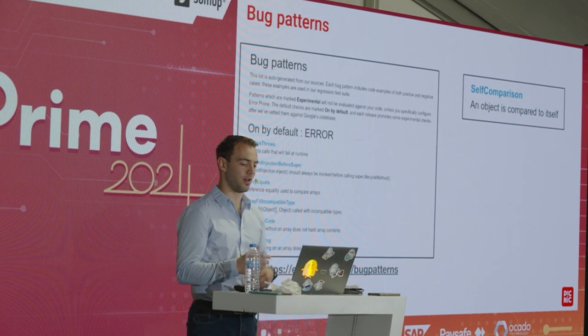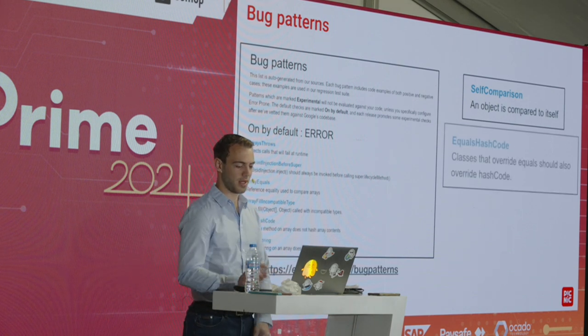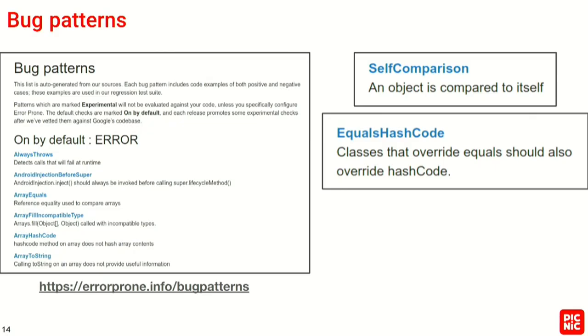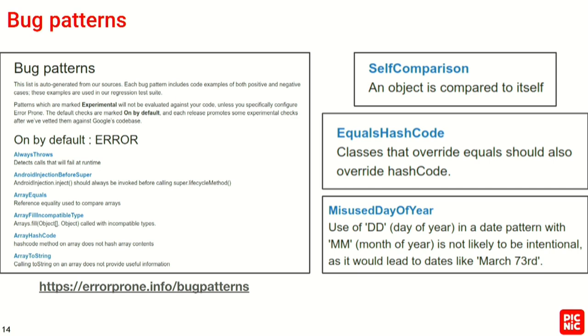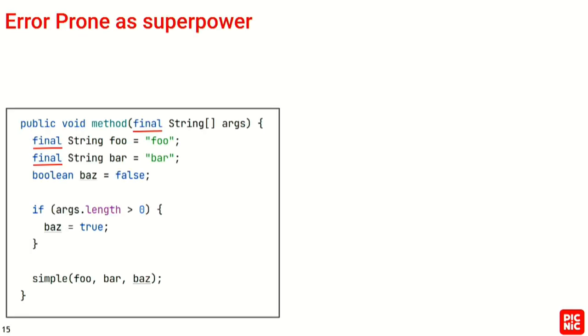A simple one is the self-comparison. It will detect, hey, you are comparing an object with itself. Another one is if you are overriding equals but not hashCode, you should make sure to do it. Also an easy one to forget. And there are also quite some checks that will help you with using datetime in a correct way, because it can detect if you're probably making a really weird date. And another one is the following.